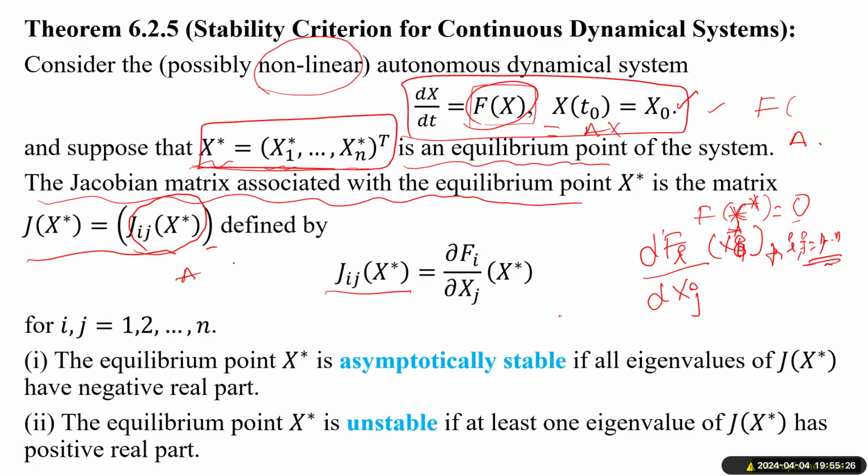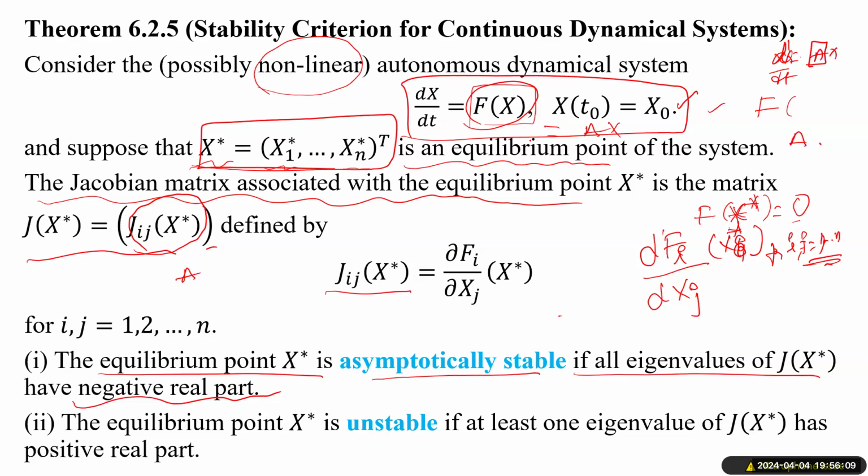Then you can apply the previous result. What is the previous one? The equilibrium point x star is asymptotically stable if all eigenvalues of J of x star have a negative real part. Same as what we discussed for the linear system. In the linear system, we discussed only dx/dt equals Ax, and for this matrix we apply it. But for a non-linear autonomous dynamical system, of course, this is also applicable for the linear autonomous system.